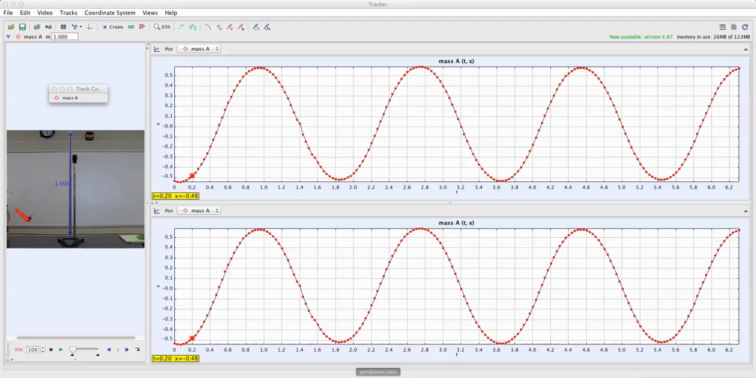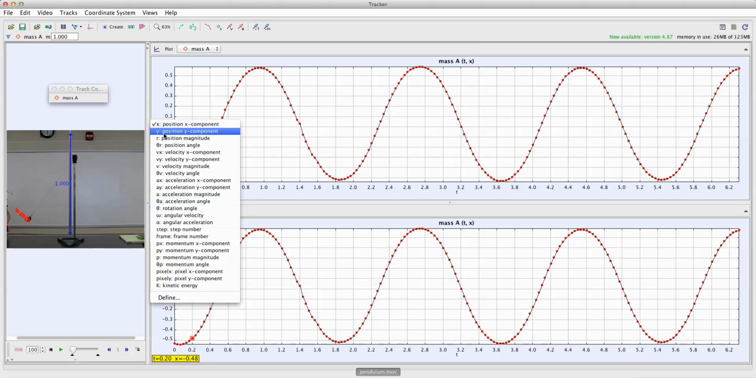All right, so check this out. What I want to do is do some analysis on this thing. I'm going to change some of these coordinates. I basically have two plots that I'm looking at. I'm looking at the x position versus the time.